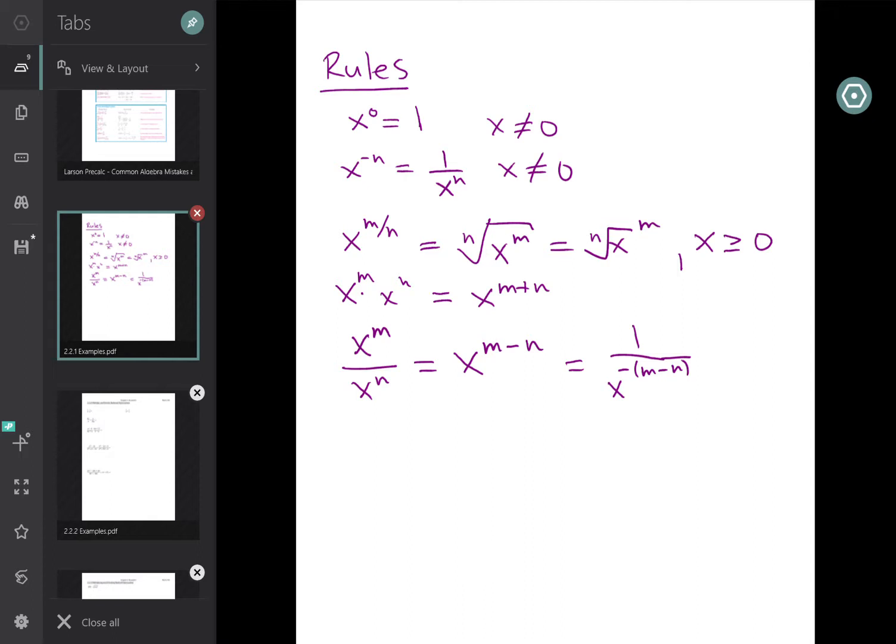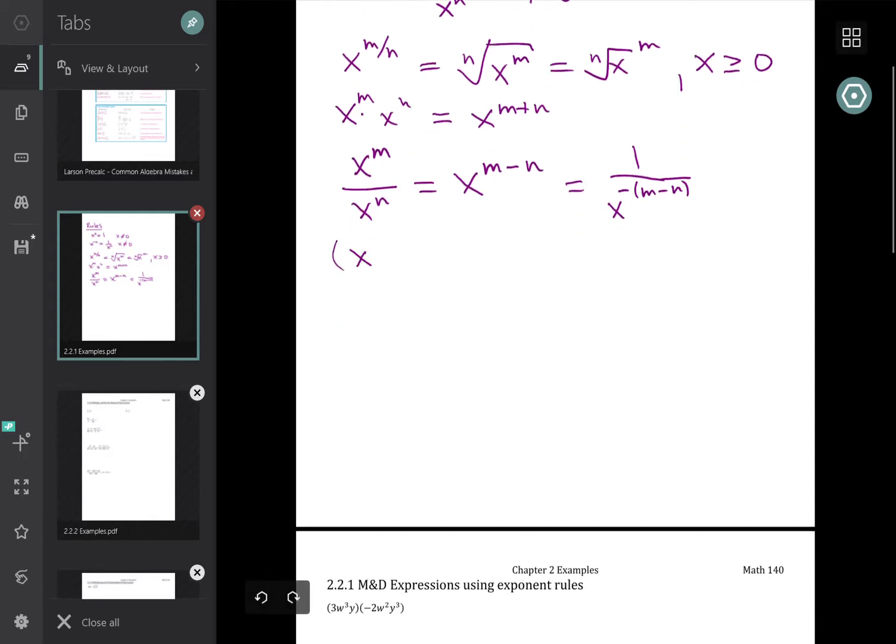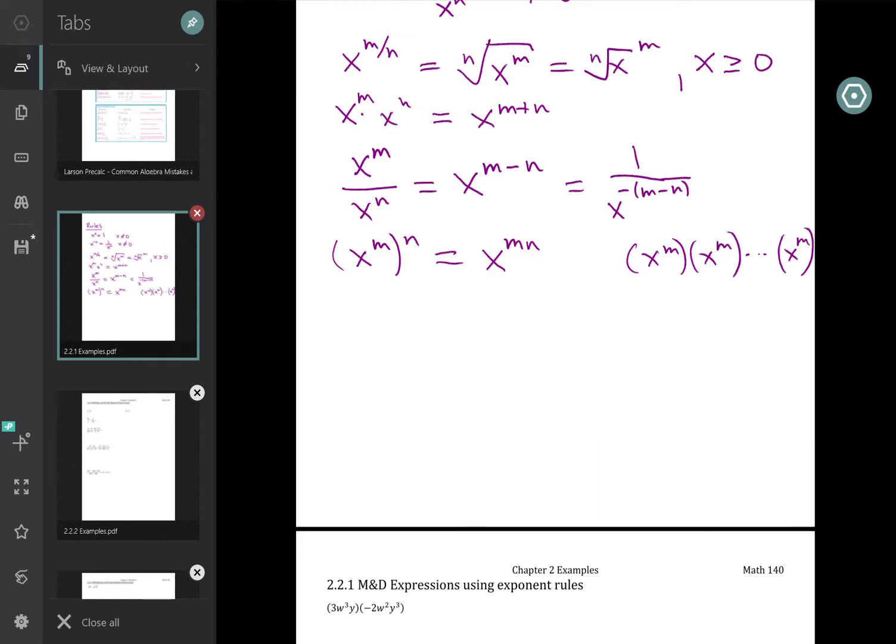What else do we need? We have a rule for raising something with a power to another power, and that rule says you multiply. Imagine writing x to the m times x to the m times x to the m until there's n of them. So you have m x's, n times, m times n total. I'm really wishing I hadn't chosen m and n right now.